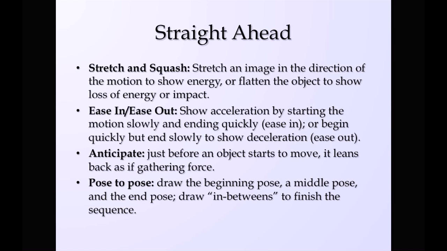Ease in, ease out shows acceleration by starting the motion slowly and ending quickly. Ease in, or begin quickly but end slowly to show the deceleration. Ease out. So ease in. Imagine you're driving a car, but you're starting from a stop sign. When you begin, you're not going very fast. By the time you get to the other side of the street, you're going a little quicker. By the time you're half a block down, you can be going 60. That would be an ease in.